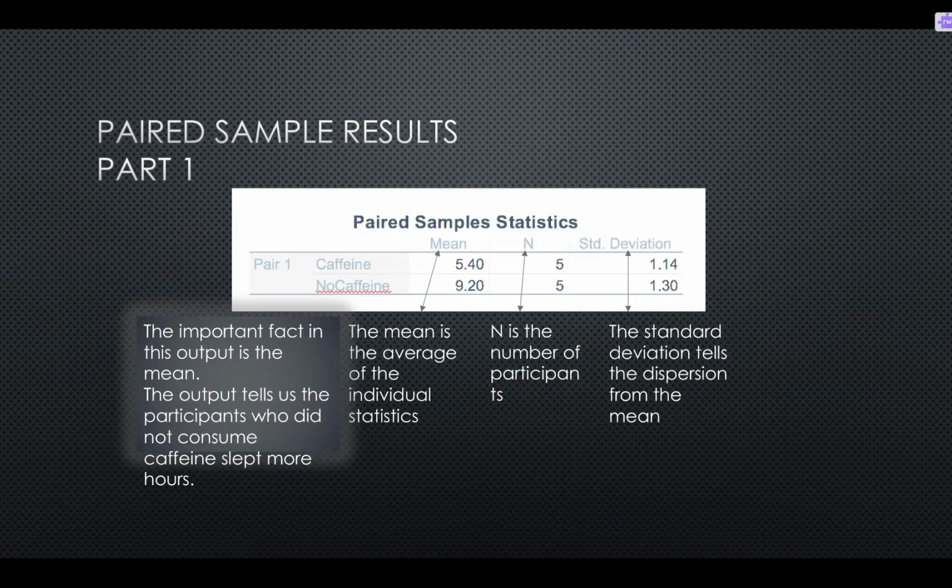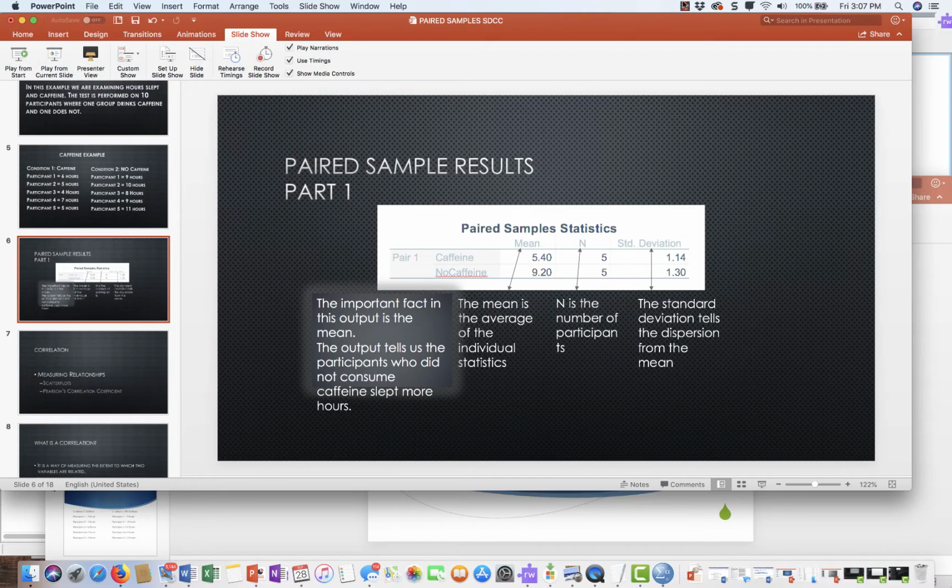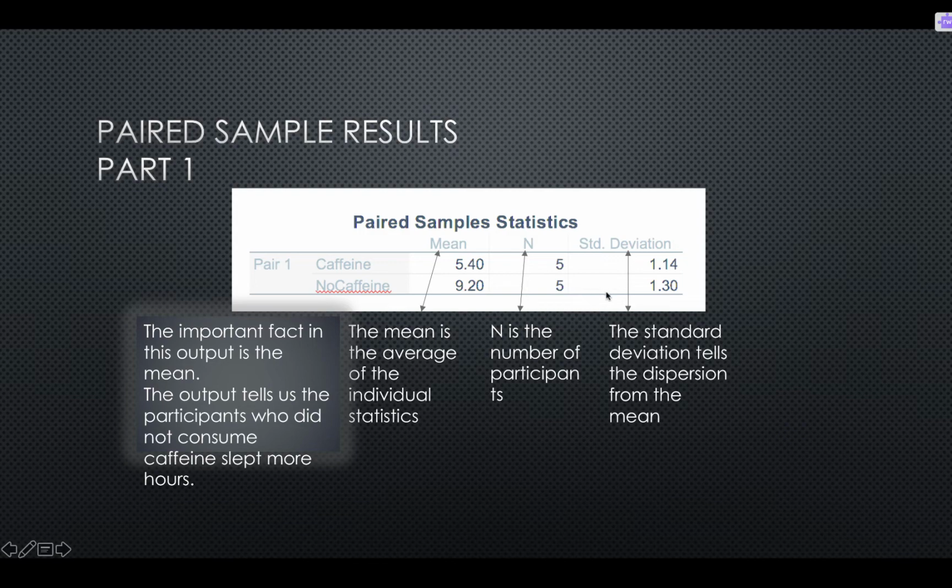Okay, the paired sample t-test results. First thing we're going to look at is the paired sample results. Once you've run the test, this is what the output looks like. This is one portion of the output. You'll see that the caffeine and no caffeine are here.